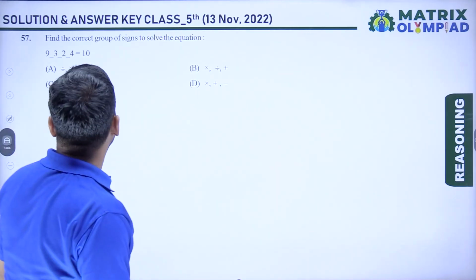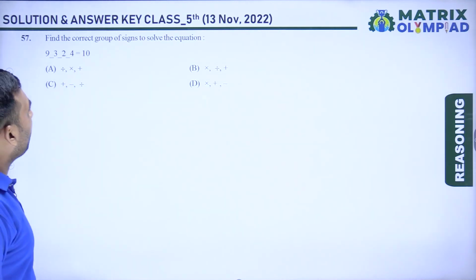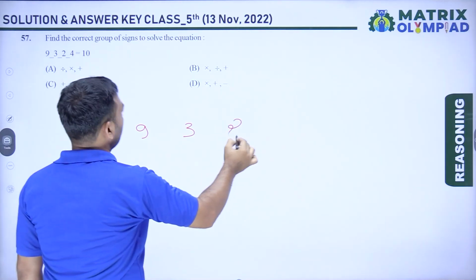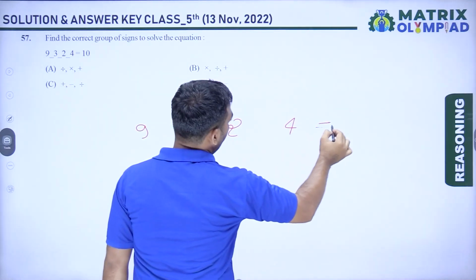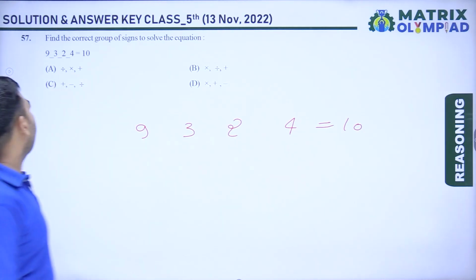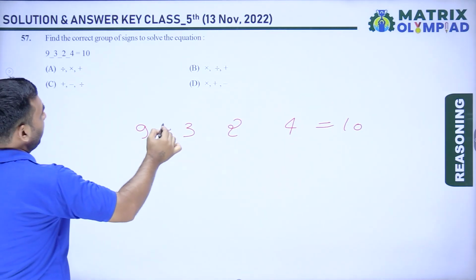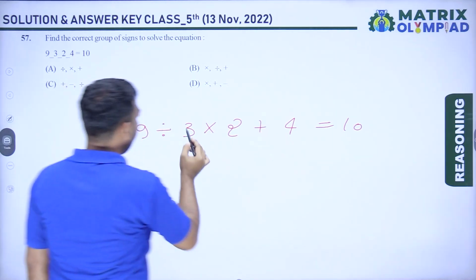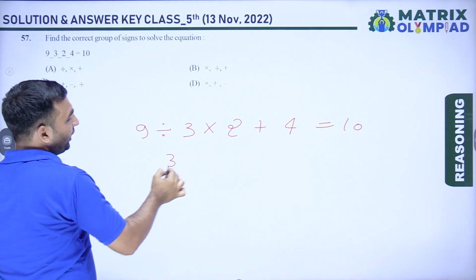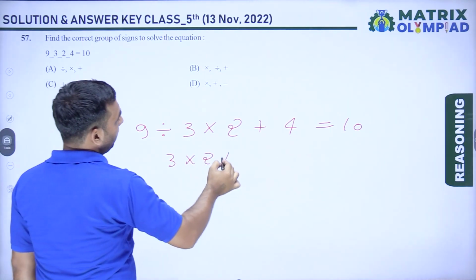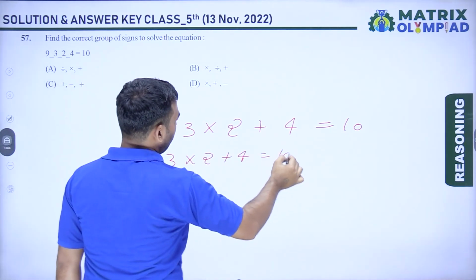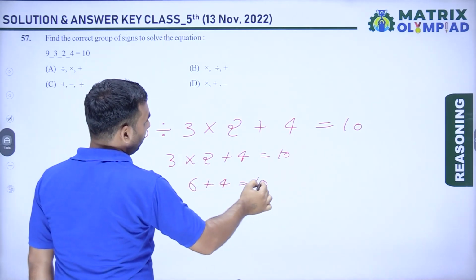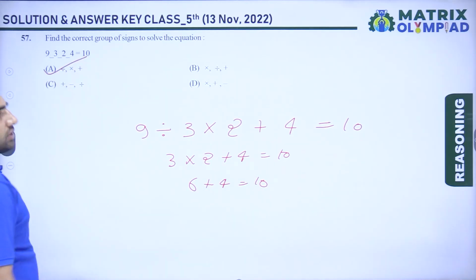Next question is, find the correct group of signs to solve this equation: 9, 3, 2, 4 equals 10. If we take option first, then divide, then multiply, then plus. 9 divided by 3 is 3, into 2, plus 4 is equal to 10. 3 into 2 is 6. 6 plus 4 is equal to 10. Option A is the correct answer.